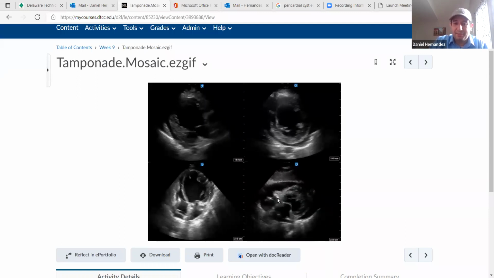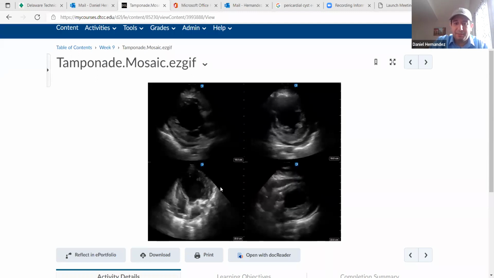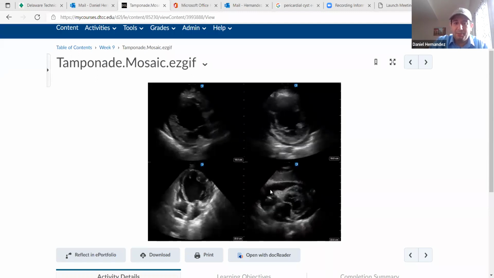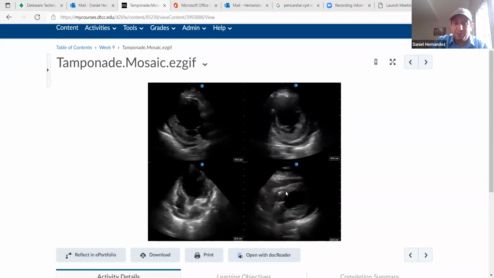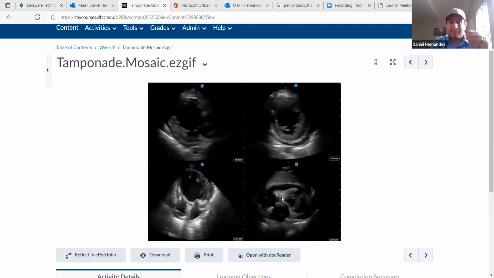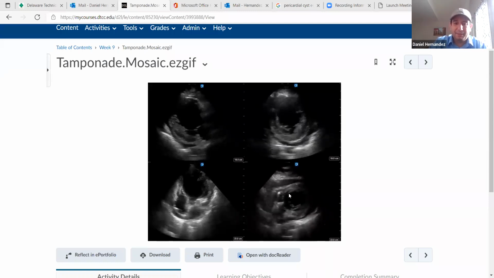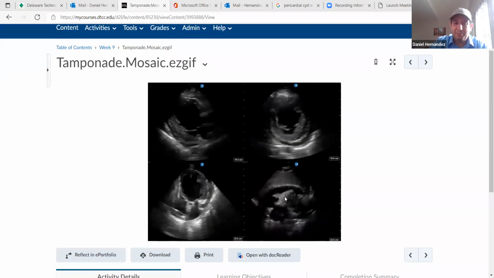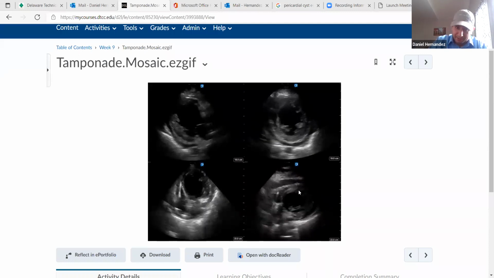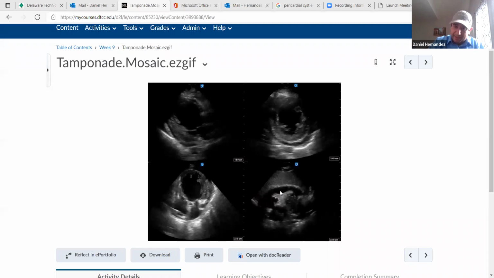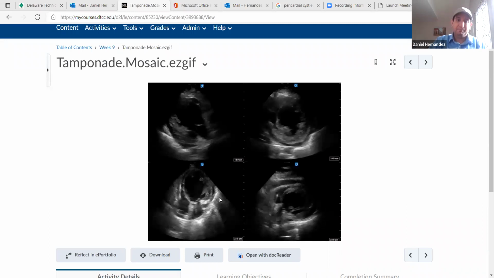So you can see how this right ventricle, particularly in the four chamber and in this subcostal four chamber, looks like it's collapsed down. It's not filling. So if we had our EKG monitor, we can make sure that this is particularly happening during that diastole period.